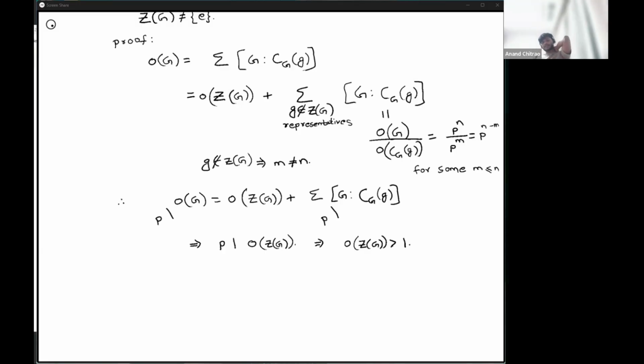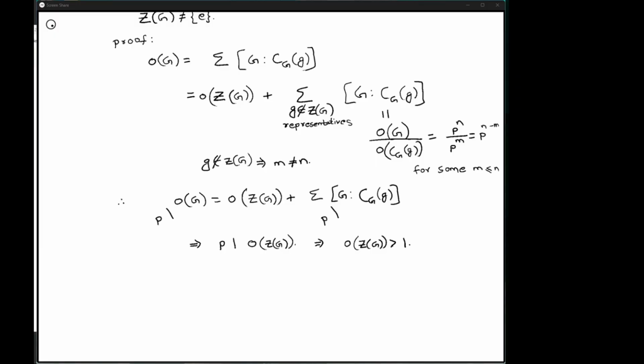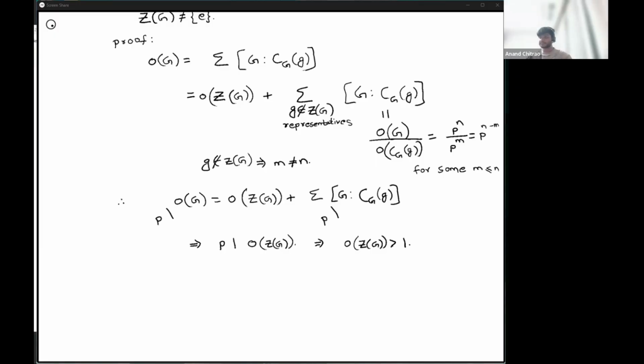So this is a really important fact which will show up later in various inductive arguments. If you want to prove something for a P group, then you can use induction by breaking the group into its center and some other part which is outside the center, and apply induction. Okay? Any other doubts?